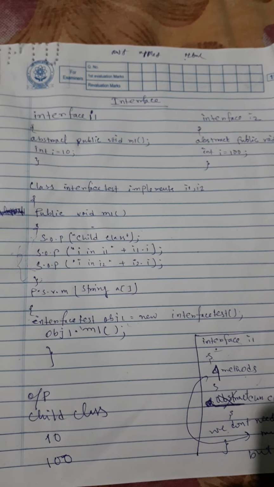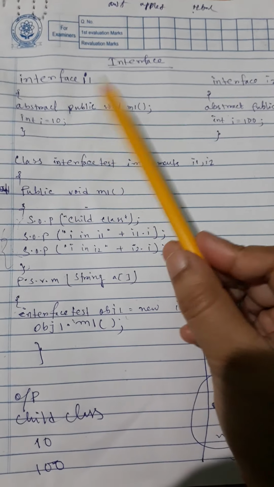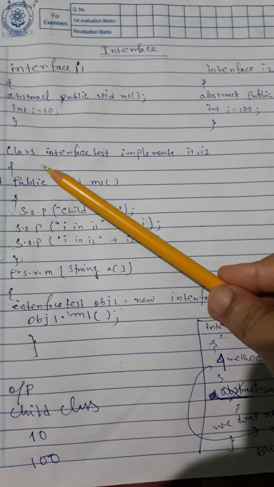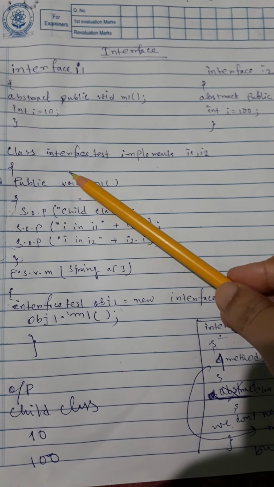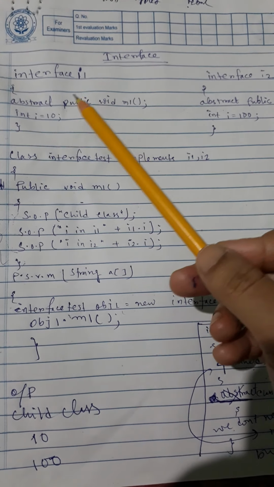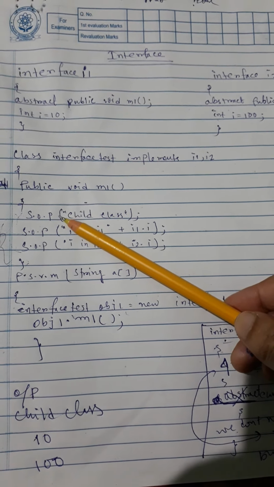So basically, using interface, the child class can inherit from the parents, as well as override the parent methods using its own method body.